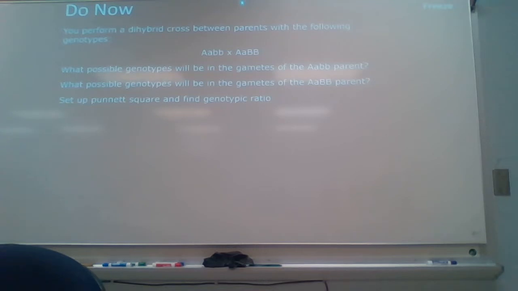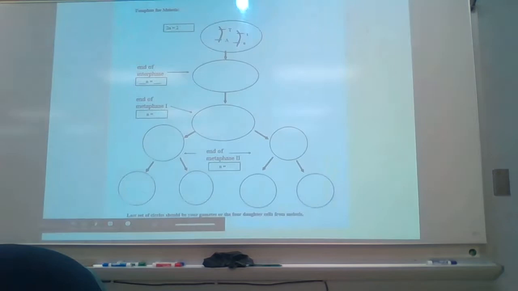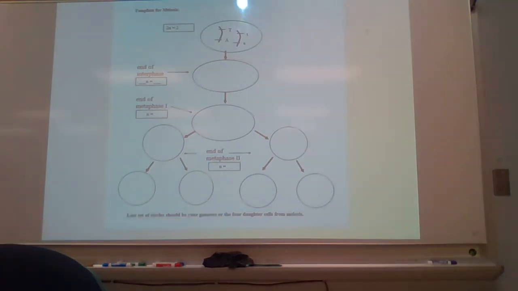And again, like I said, most of us did really well with that meiosis model. Last period before, they did not. But I gave you a blank one. We're just going to walk through this one more time and then we're going to see how this connects to what we're currently talking about.